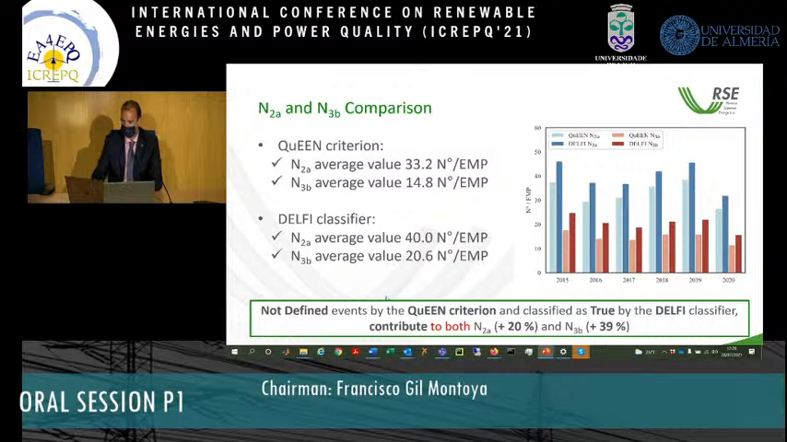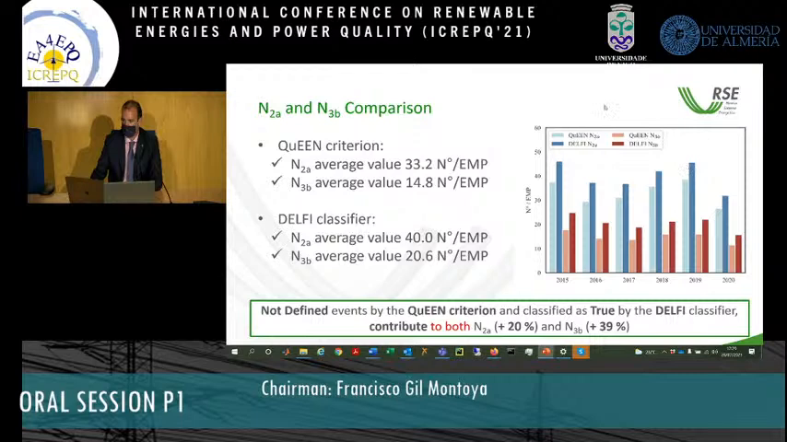So we can see that events not defined by the true criterion are now classified as true by the Delphi classifier. And this contributes to both N2A and N3B. So the matrix increases respectively by 20% and 39%.